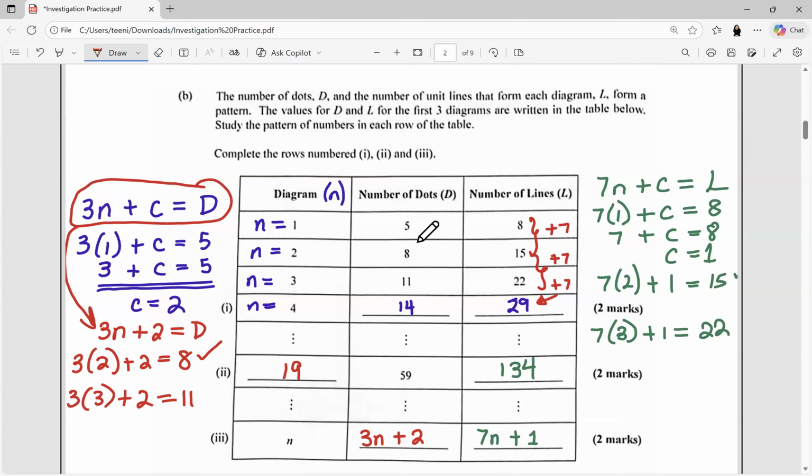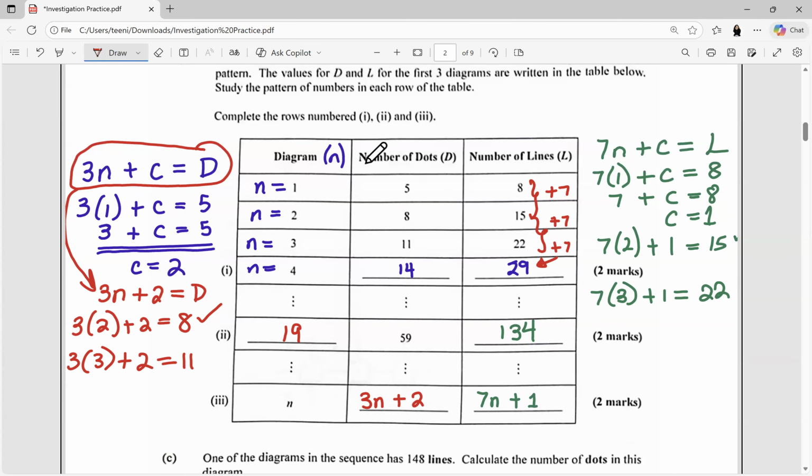For the dots, the difference each time is 3. So diagram 2 would be equal to 5 from diagram 1 plus 3, which gives you 8. And then 8 plus 3 gives you 11. So then in your diagram 4, you would expect 11 plus 3 to give you 14. And with the lines, it was increasing by 7. So 8 plus 7 is 15. 15 plus 7 is 22. 22 plus 7 is 29. And that's how you got these values, right?